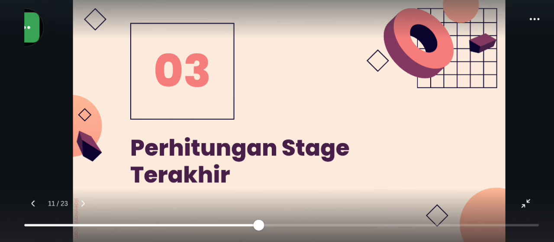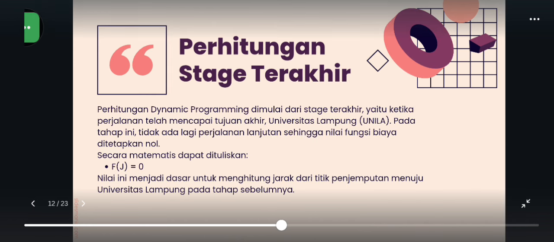Dynamic programming calculation. The calculations start from the final stage, which is when the journey has reached the ultimate destination, the University of Lampung. At this stage, there are no further trips, so the cost function value is set to zero. Mathematically, it can be written as f(g) equals zero.